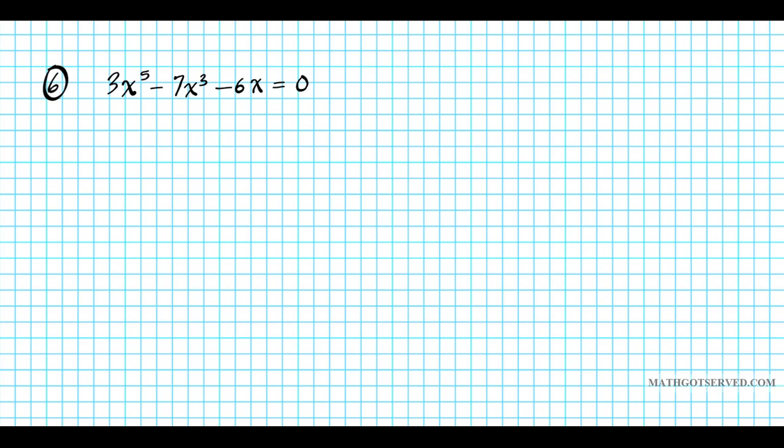Okay, so first task is to write this in factored form. If you look at these three terms, what do you notice? There is a GCF that can be factored out. Do you see what the GCF is? It is x. If you factor out x, you're left with 3x to the fourth minus 7x squared minus 6 equals 0. Now the quantity in the parentheses is a trinomial of the fourth degree.